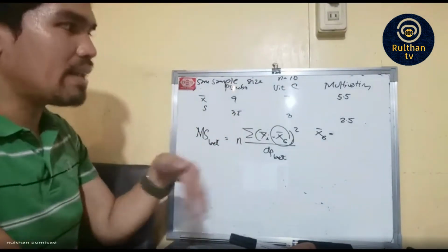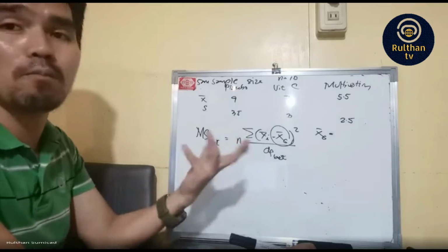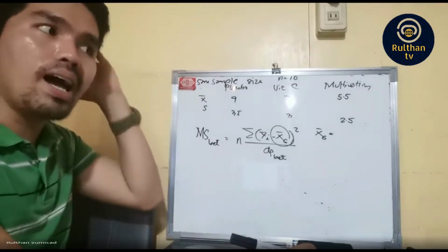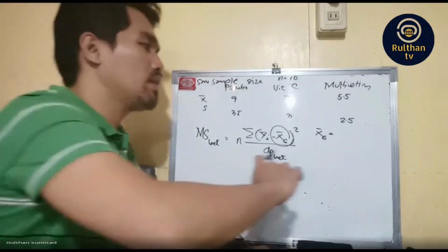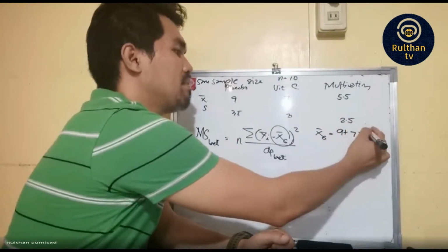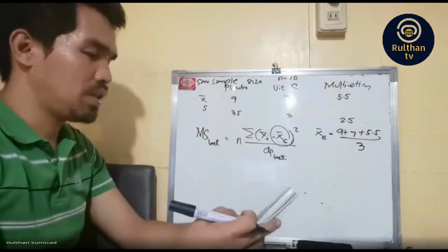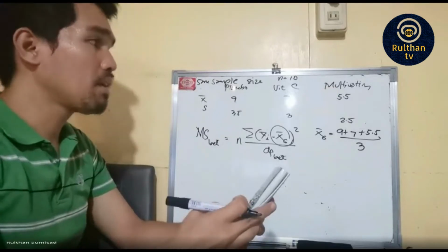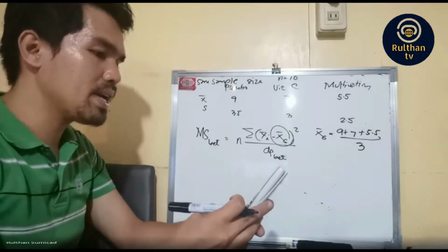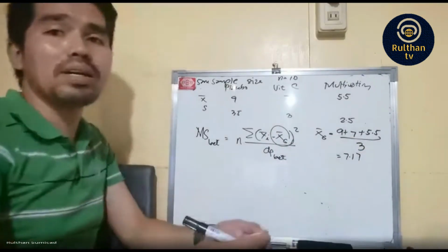Otherwise, if not, we have to compute the grand mean as if we're computing a weighted mean. The denominator is still the degree of freedom between. So let's start. That is 9 plus 7 plus 5.5 divided by 3, because there are 3 groups. So we have 7.17. That is our grand mean.